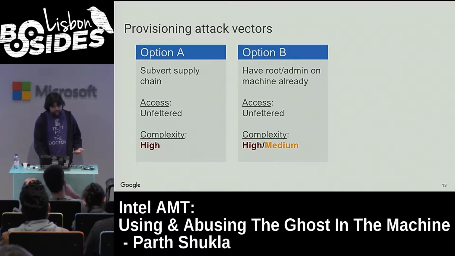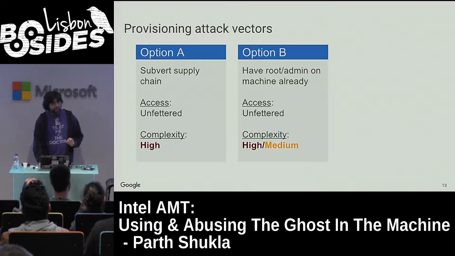Second option is you can have root or admin on the machine already. In this case, the provisioning method will be a local agent on the OS. The complexity is high for a well-secured OS at least, or medium if you think getting root on a box is easy. Another reason for high is because provisioning via local agent will get you client control mode and not admin control mode.